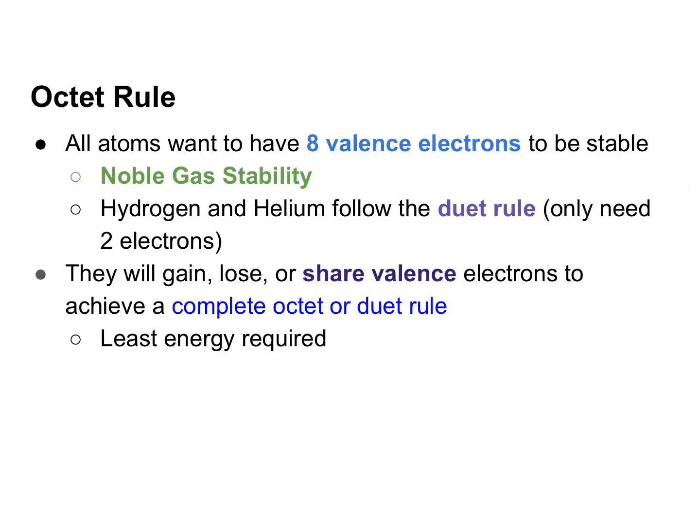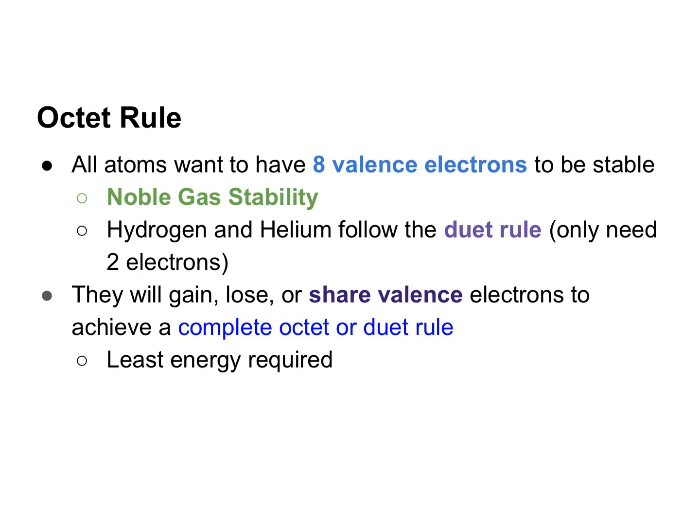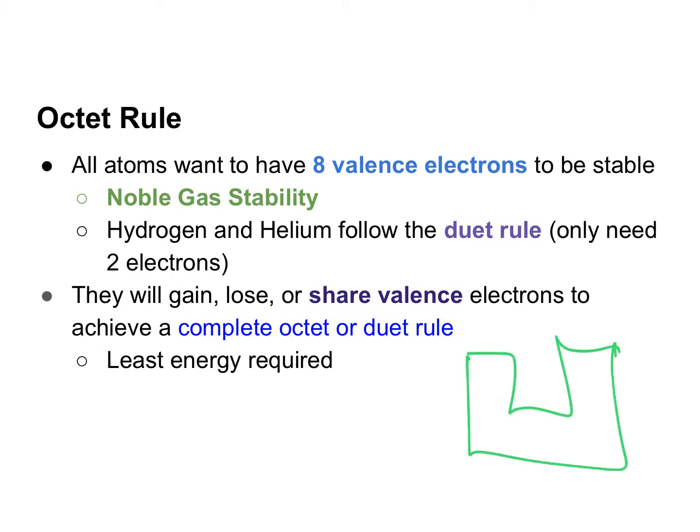So the octet rule is something that we talked about earlier, where all atoms want to have 8 valence electrons to be stable, and that is what we call noble gas stability. Our noble gases are on the periodic table, and they are super far to the right. So if this is our periodic table, our noble gases are over here in the very far right column, and they have 8 valence electrons, which means they are super, super stable.